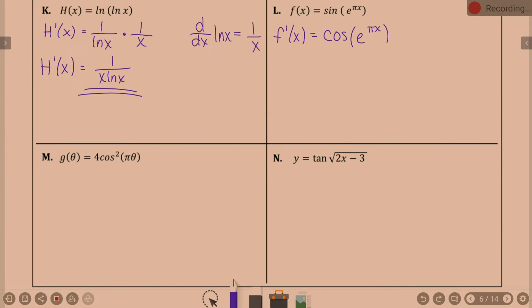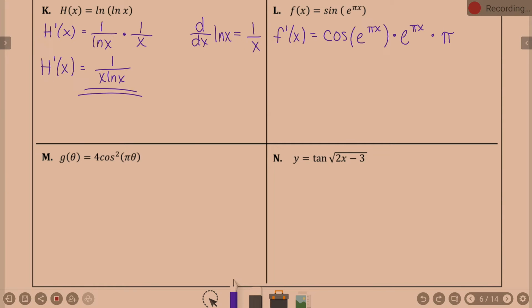Now, if that something is anything other than x, we have to then ask, what's the derivative of that? So what's the derivative of e to some power? E to that same power. And then, what's the derivative of the insides, the inside being that power? What's the derivative of pi x? Pi.